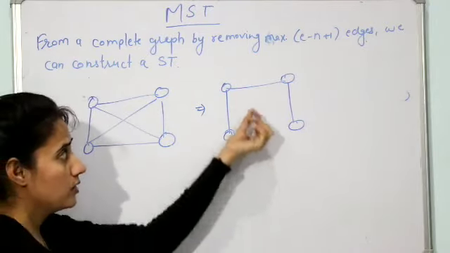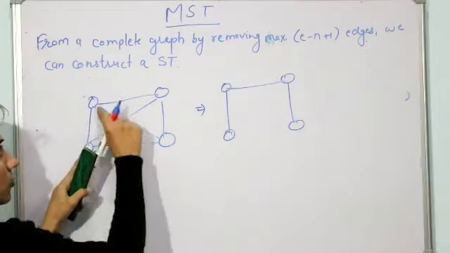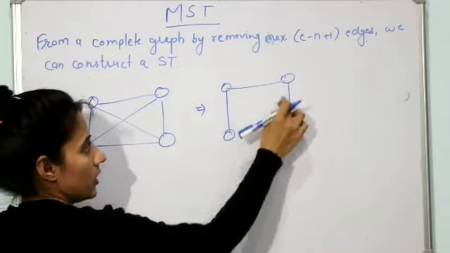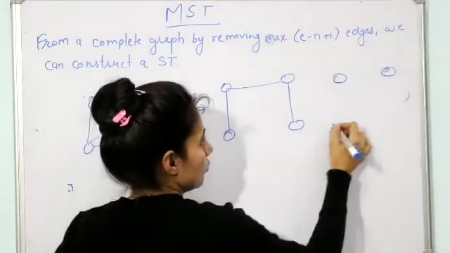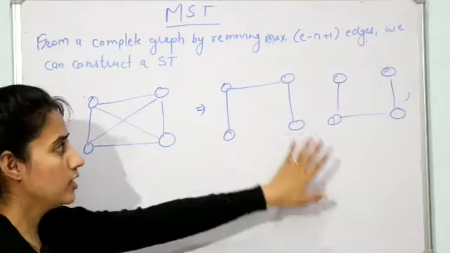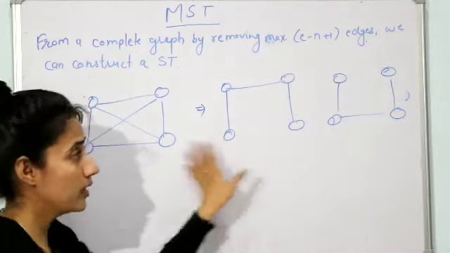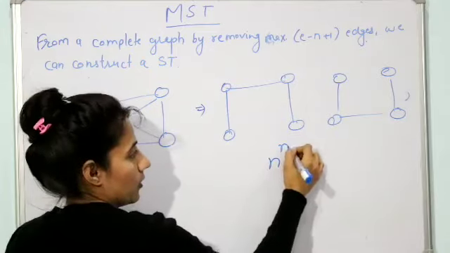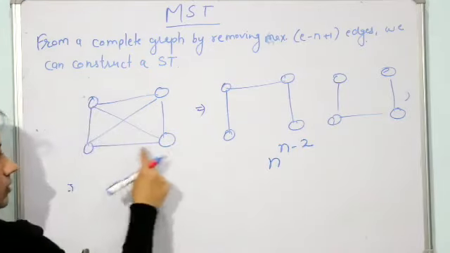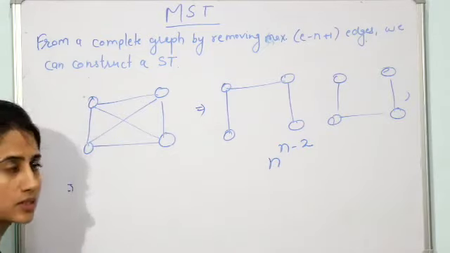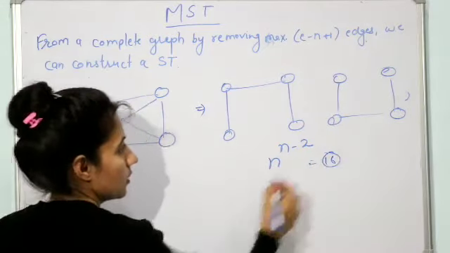How many edges will there be in it? Number of vertices 1, 2, 3, 4 minus 1. 4 minus 1, that is 3. You can take these 3 edges. Now another spanning tree could be 1, 2 and 3. See, many spanning trees are possible. How many spanning trees are possible? I have already told you, that is n to the power n minus 2. Here n is 4, 4 to the power 2, that is 16 possible spanning trees.